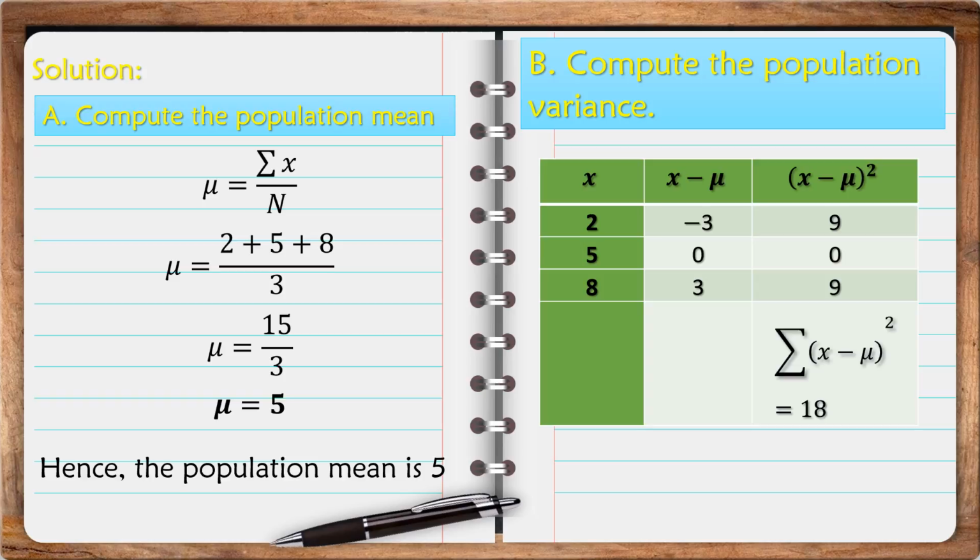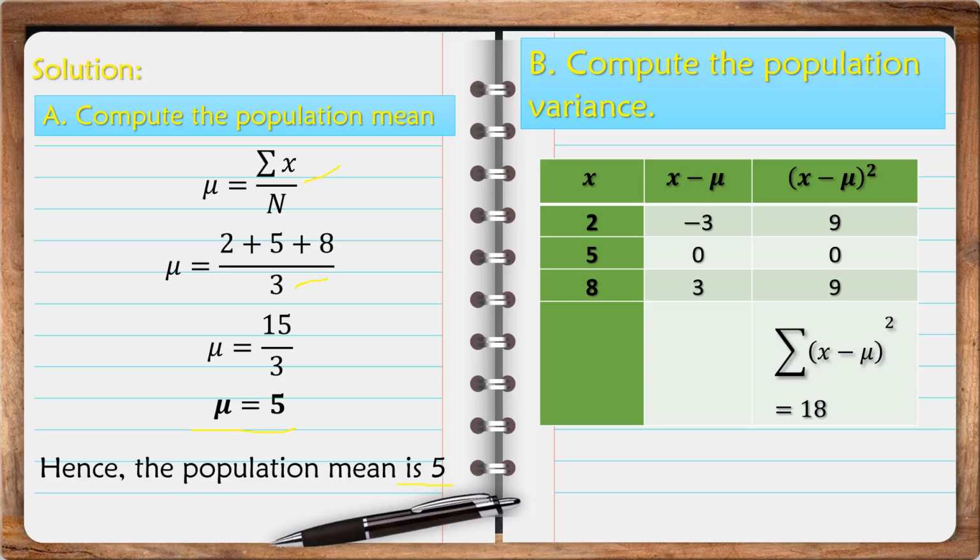As what we have here, if we compute the population mean, we get 5. Based on the given formula, and of course through direct substitution, our summation is 2 plus 5 plus 8. To get the population mean, we divide by 3, because we have only 3 numbers. If we add these, that is 15 over 3. Therefore, our population mean is equal to 5.